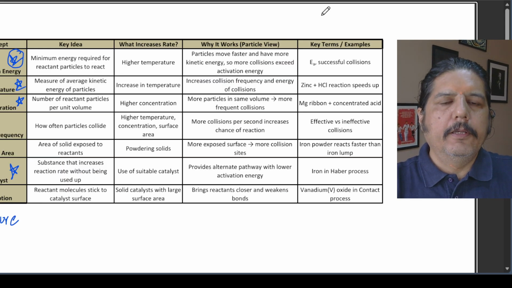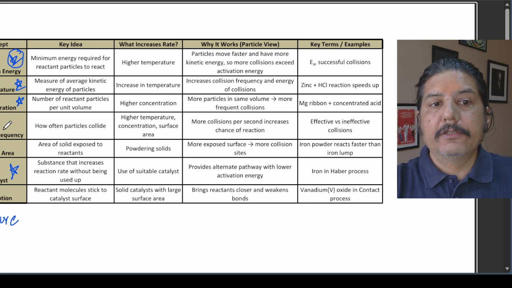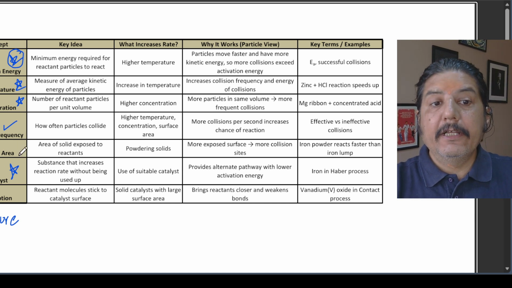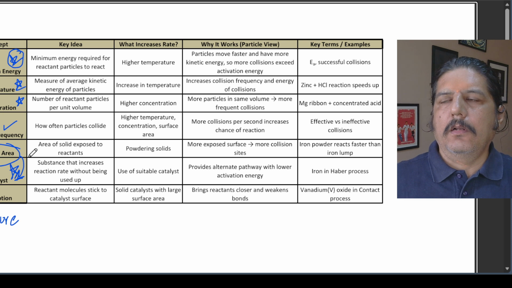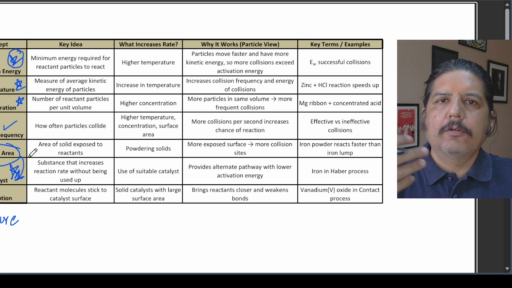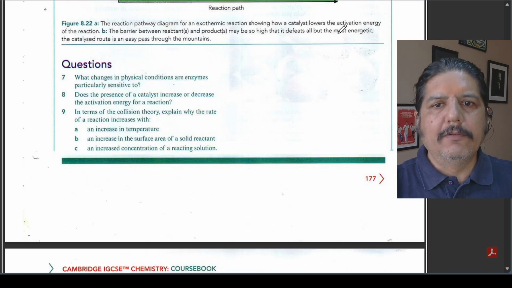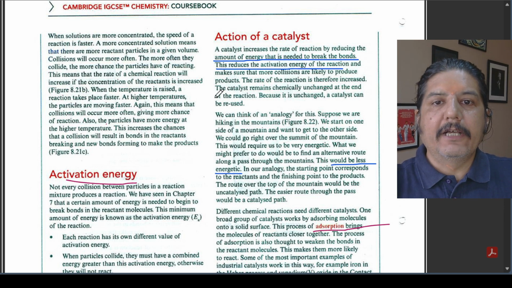Now, if you have gone through the whole lecture, you would have seen that we have covered in detail activation energy, temperature, concentration, collision frequency. We have discussed in detail surface area. When you go through catalysts, you will understand the role. One of the ways catalysts increase the rate of reaction is by providing greater surface area. Again, I will request you to have a look at your textbook. In your textbook, they discuss the action of catalysts. How does the catalyst work?